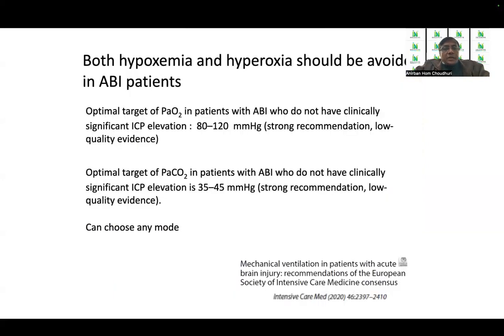We know that both hypoxemia and hyperoxia are dangerous in patients with acute brain injury, and hence both should be avoided at any cost. The optimal targets for PaO2 in patients with acute brain injury who do not have a clinically significant ICP elevation can be 80 to 120, and those for PCO2 in patients with acute brain injury who do not have a clinically significant ICP elevation is 35 to 45. Both are strong recommendations based on low quality of evidence.